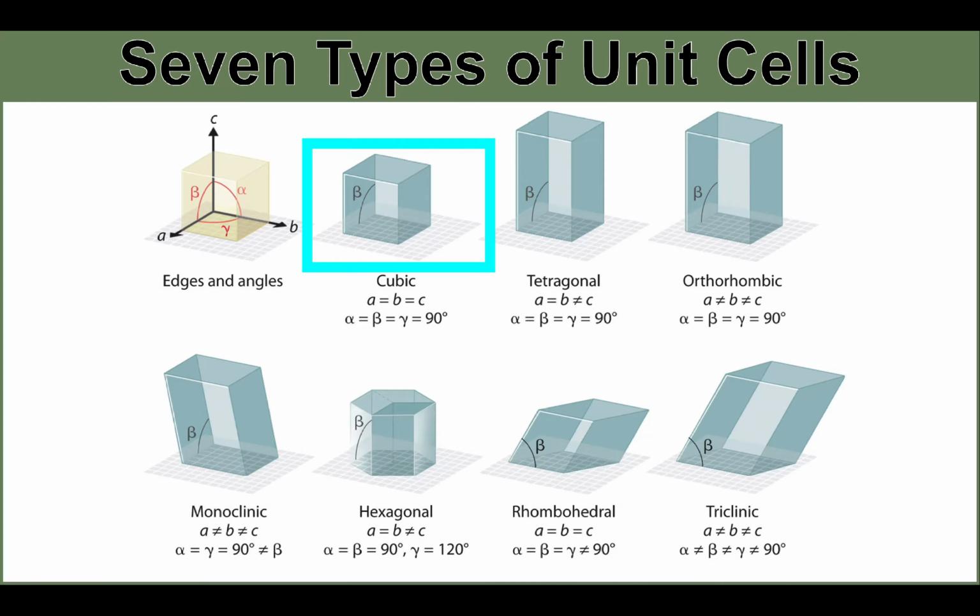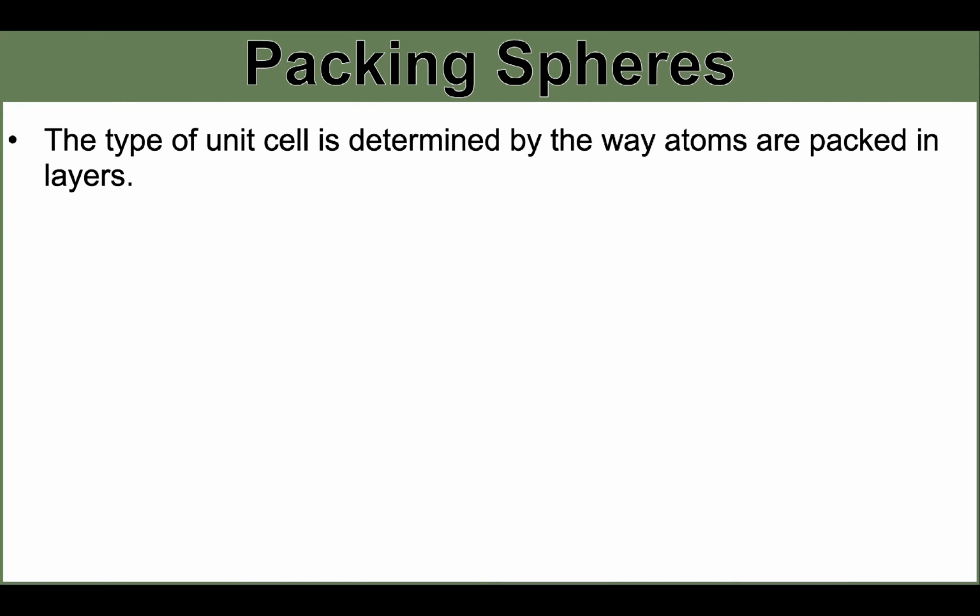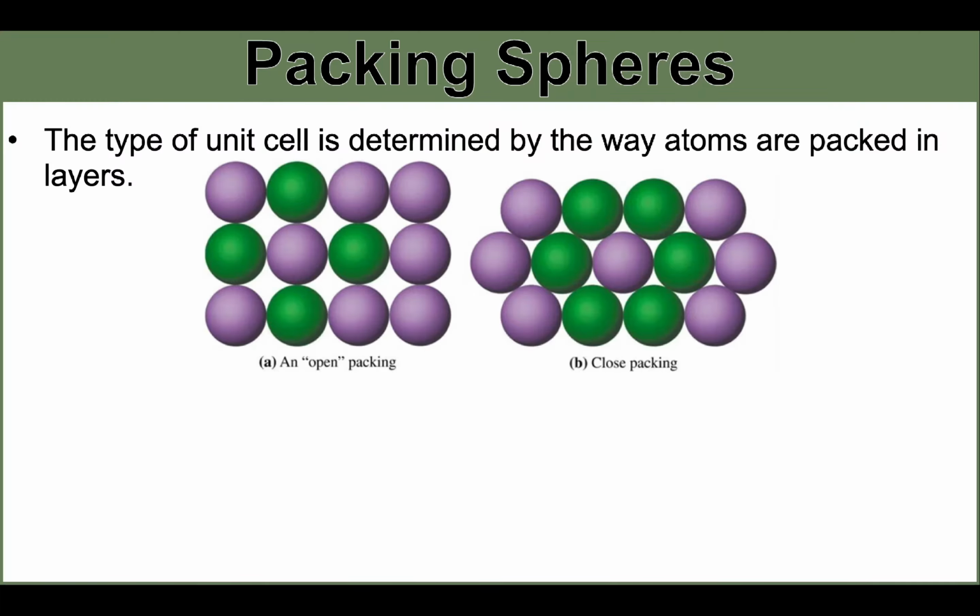So the way atoms are arranged to form an ordered three-dimensional structure is called packing. Remember that the type of unit cell is determined by the way atoms are packed or arranged in layers. We have two kinds of packing, the open packing and the closed packing. By observation, you will see that the open packing has larger voids in between particles compared to close packed crystals.